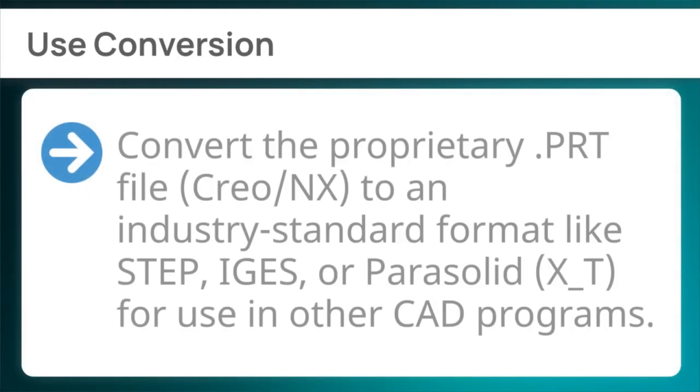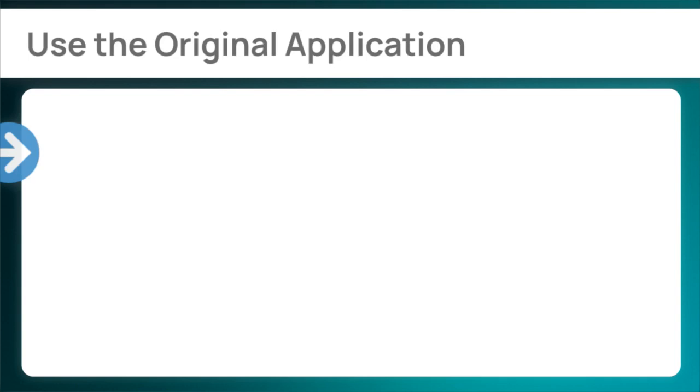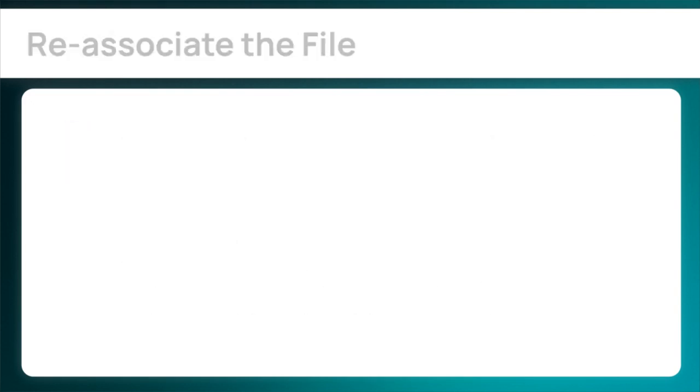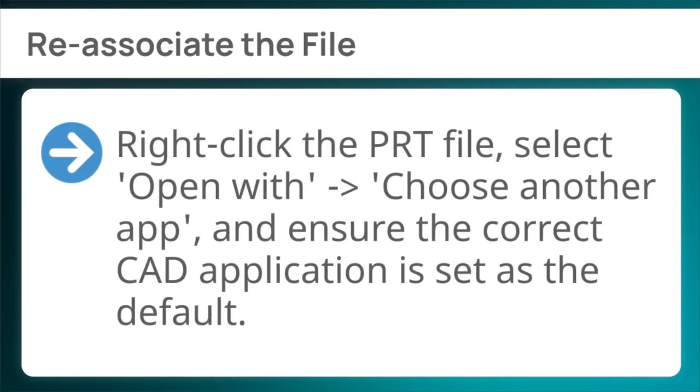First, use conversion. Convert the proprietary .prt file, Creo NX, to an industry standard format like STEP, IGES, or Parasolid XT for use in other CAD programs. Next, use the original application. Open the file directly using the original software that created it, such as PTC Creo or Siemens NX. Finally, reassociate the file. Right-click the PRT file, select Open With, choose another app, and ensure the correct CAD application is set as the default.